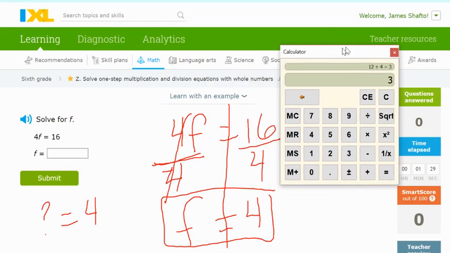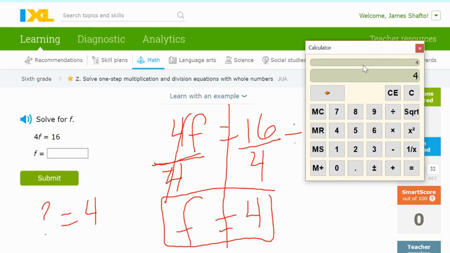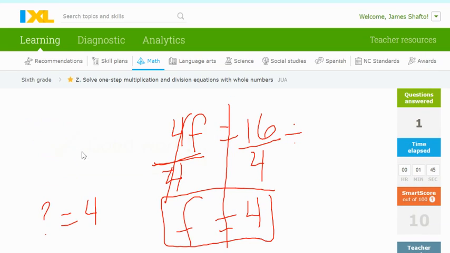I can check my work by substituting. I'm going to take 4 times, instead of f, I'm going to put a 4. That gives me 16. I know that it's correct.